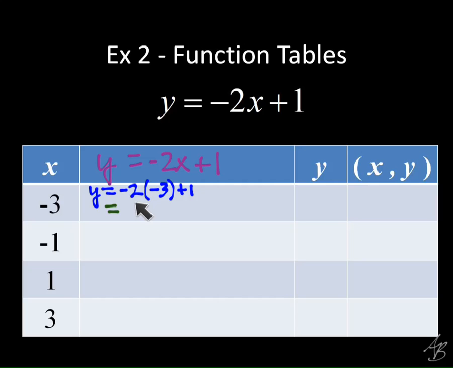What is negative 2 times negative 3? Positive 6. Good. And then we got our plus 1, which is 7. So that means that y equals 7. And we get the ordered pair, negative 3, comma 7. Don't forget the parentheses there.